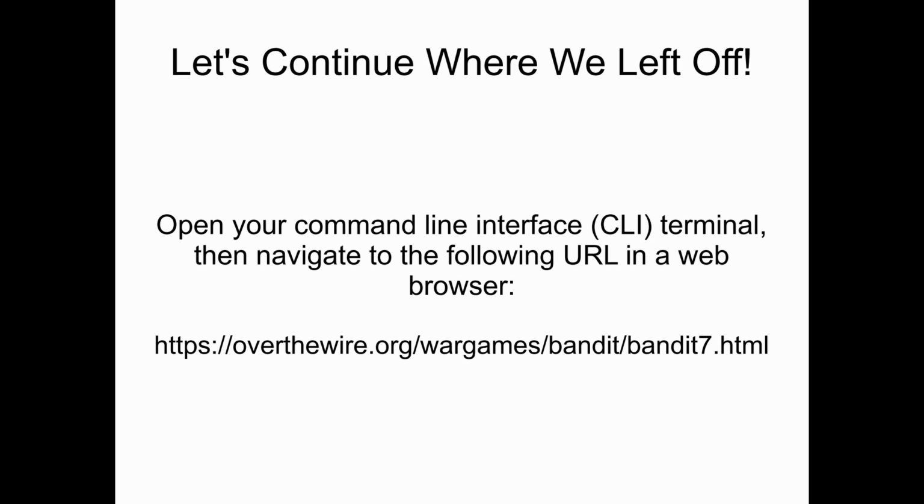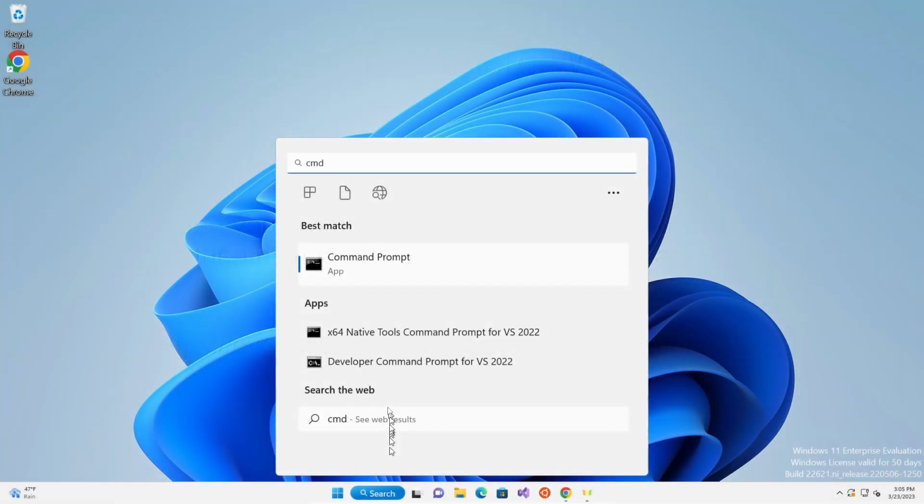Open your command line interface terminal, then navigate to the following URL in a web browser. For this workshop, we'll be using Windows 11 as our host machine, but the methods we'll use are nearly identical to how it would be performed using Windows 10. Since most computer users use Windows as their operating system, we'll be using the built-in Windows tools to connect to another computer, the Bandit CTF server, which is using Linux.